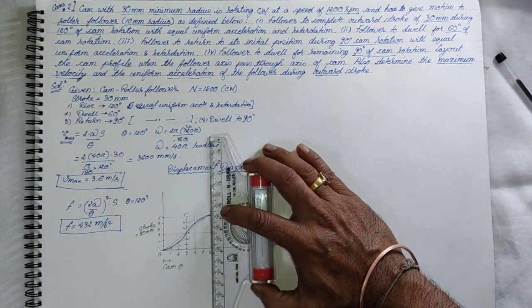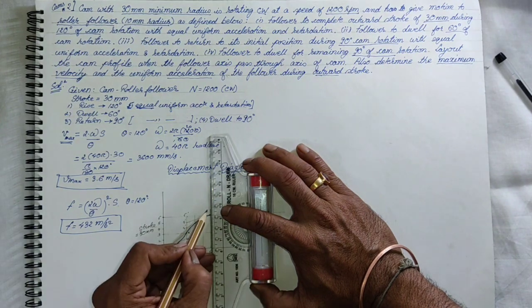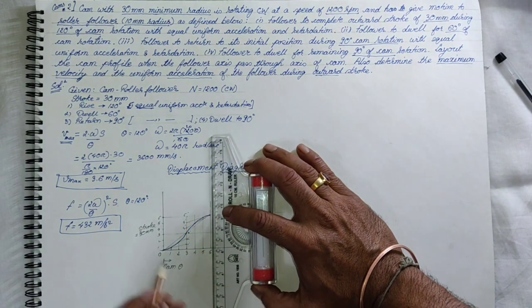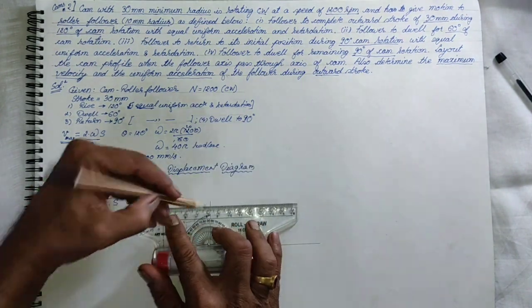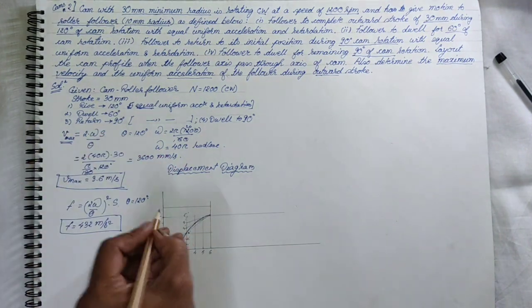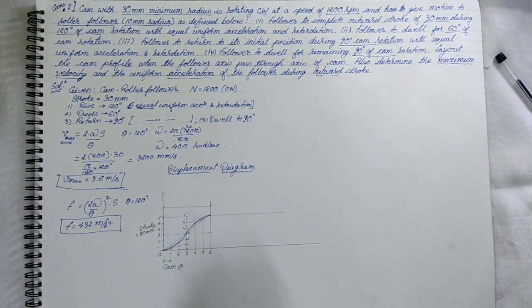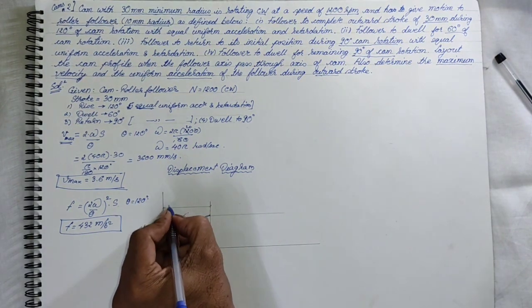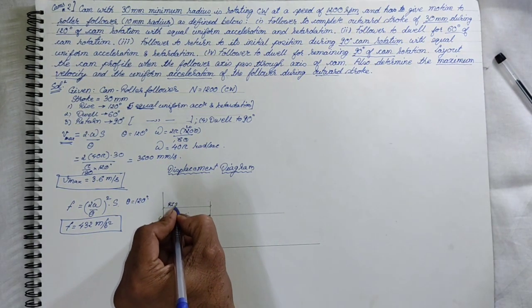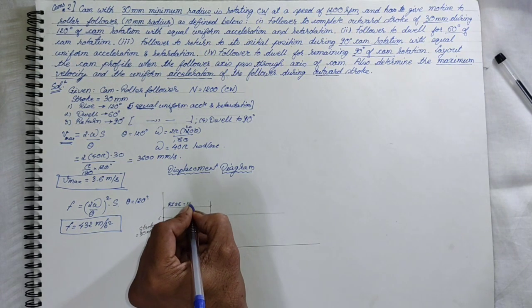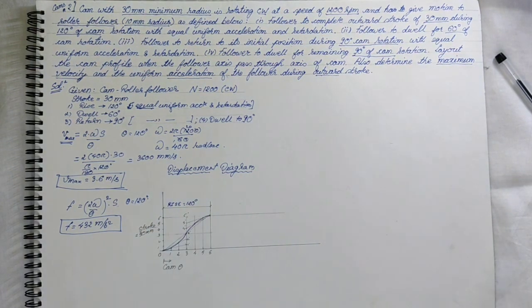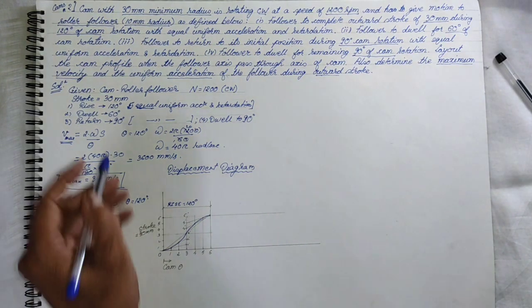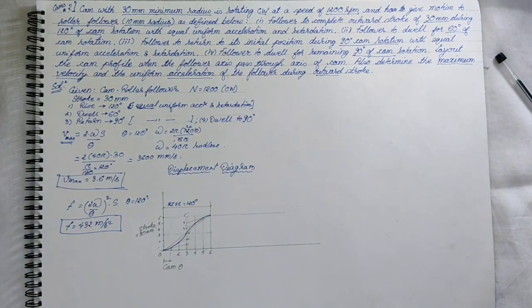Now this is for 90 degrees, 120 degrees. That means this 120 degrees is being divided into 6 parts. So this is the rise equal to 120 degrees, right? So each division will be of 60 degrees. Then the next 60 degrees is dwell.